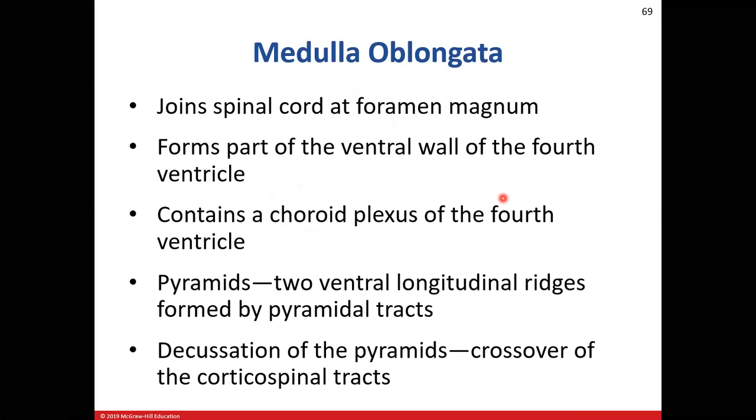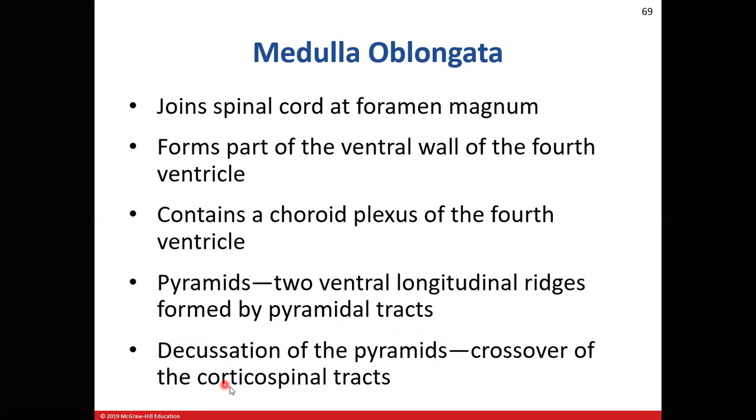The medulla oblongata also contains the pyramids, which are going to be identified as being two ventral longitudinal ridges that are formed by pyramidal tracts. And our pyramidal tracts are a type of motor tract. So they are a descending tract that go downward. They go from the brain toward the spinal cord. It's at this point that we have the decussation, or the crossing over of those pyramids.